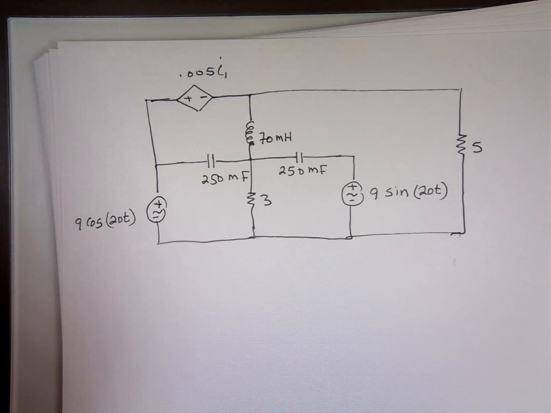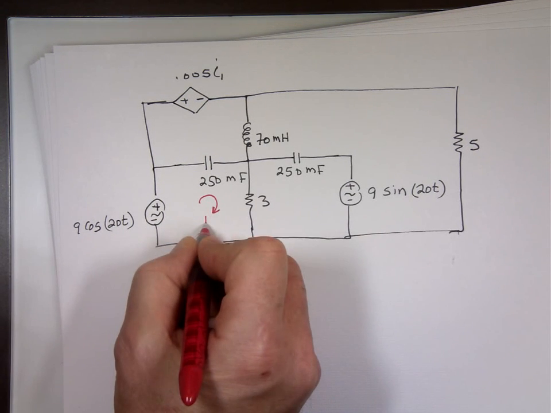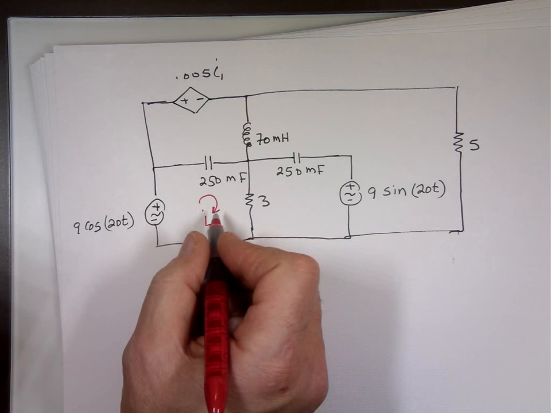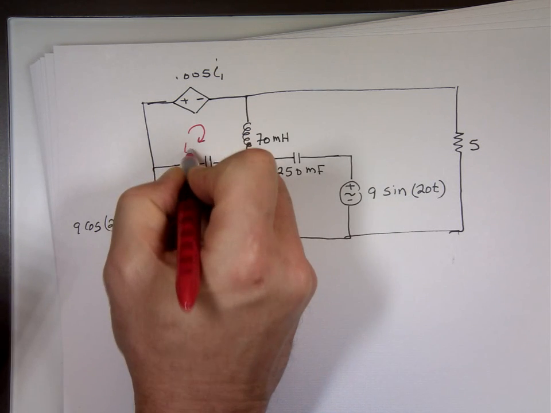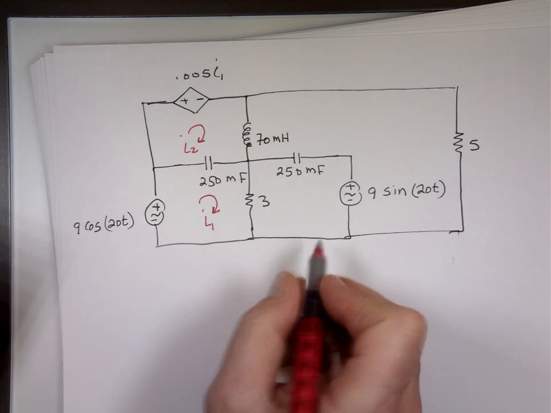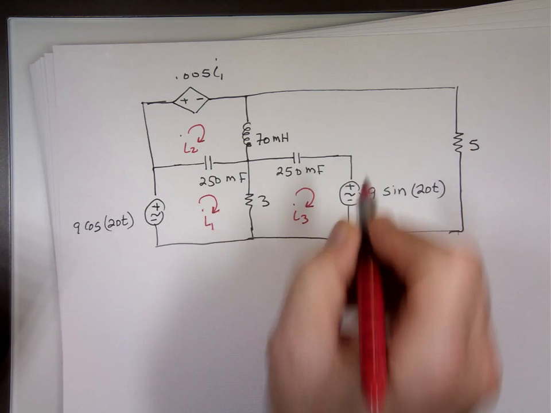They're going to do a mesh equation. This is I sub 1. This is I sub 2. This is I sub 3. And this is I sub 4.